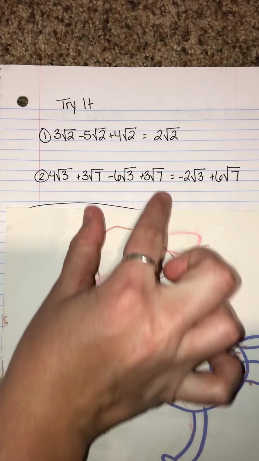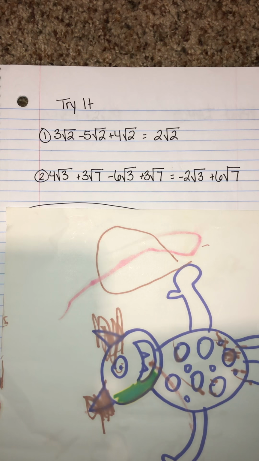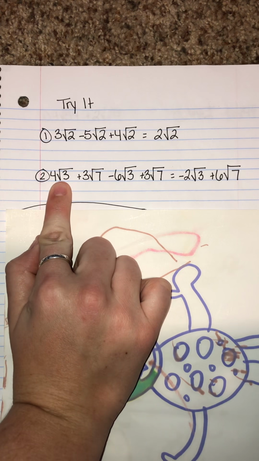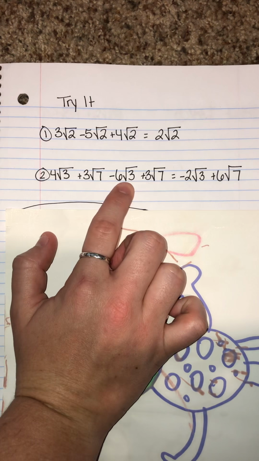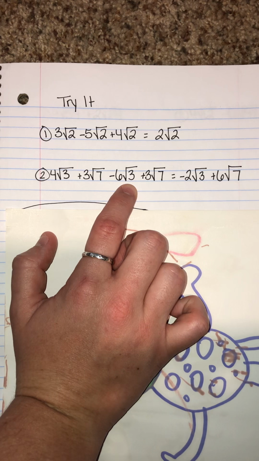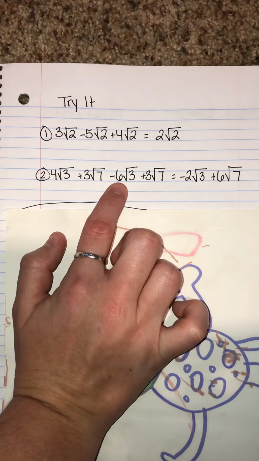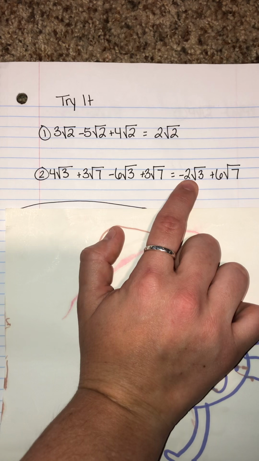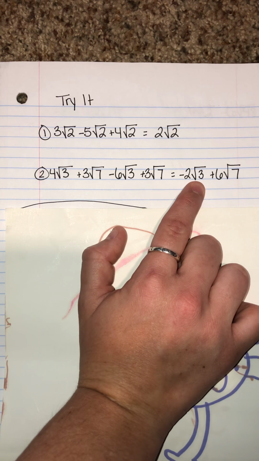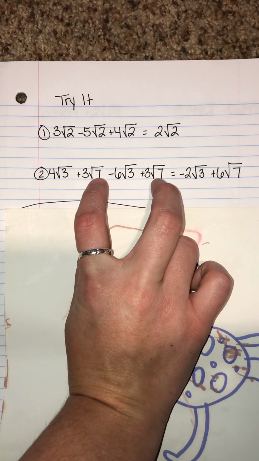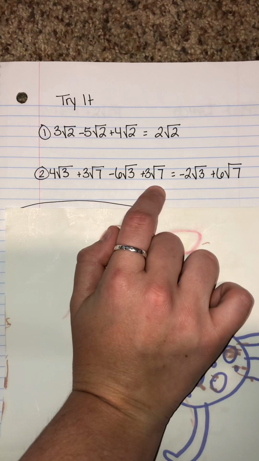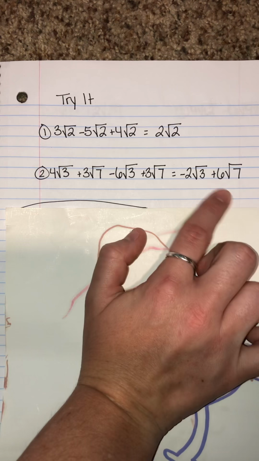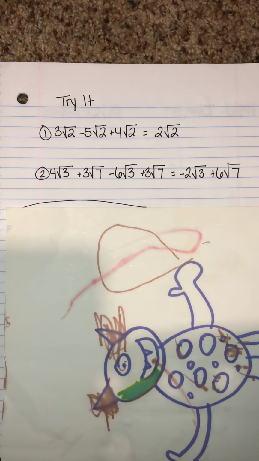Down here, I'm going to keep the same radicals together. So right here, I've got 4 times the square root of 3. And over here, I've got minus 6 times the square root of 3. So I'm going to combine those. 4 minus 6 is where I get my negative 2. And then the square root of 3 stays the same. My other 2 that are alike, I've got 3 times the square root of 7 plus 3 times the square root of 7. 3 plus 3 is 6, and that's where that 6 came from. All right, you'll have one more video to explain what to do if our radicals are not the same.